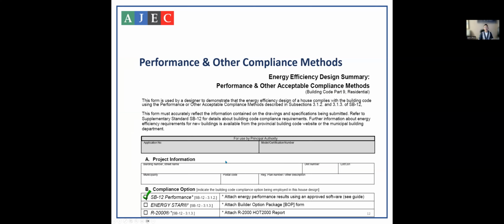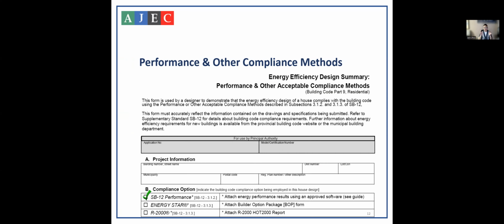Okay, coming back to the performance compliance. So there's two ways we comply, right? There's the prescriptive path and there's the performance path. This is the performance path EEDS, the Energy Efficiency Design Summary. This is the form we have to fill in order to apply for a building permit.